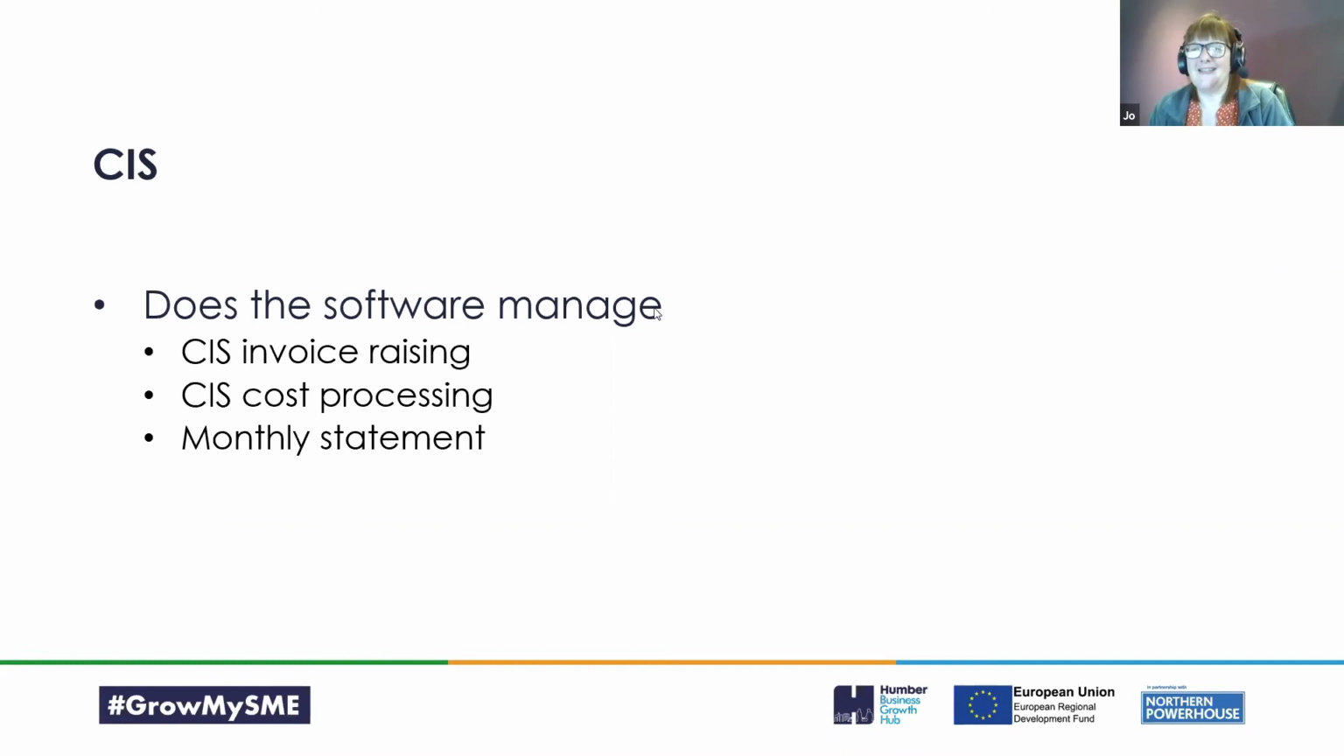It's a process that you have to go through, and some software has functionality built within it to allow you to raise your CIS statements and invoices through the software, and also do the monthly reconciliation of that so that you know how much you're paying over to HMRC. And some of them even allow you to process those CIS returns directly through your software. So if you are in the construction industry and therefore caught by the Construction Industry Scheme, then it's something that's worth looking at within the software before you make your choice.